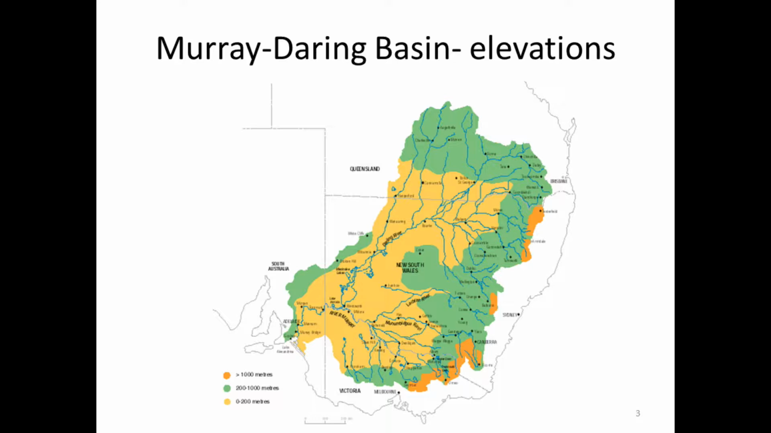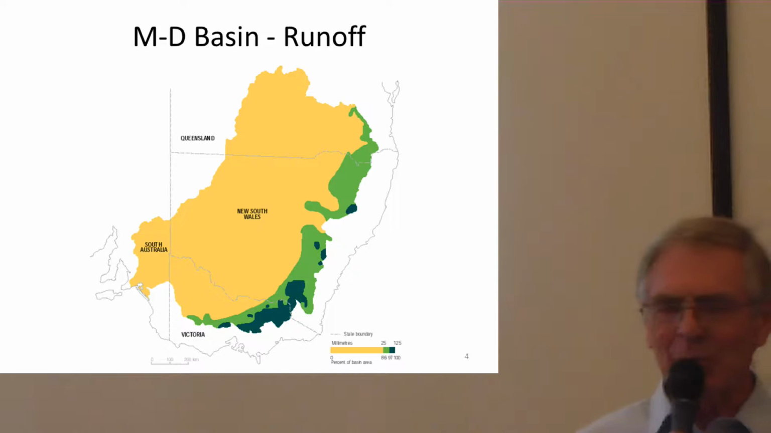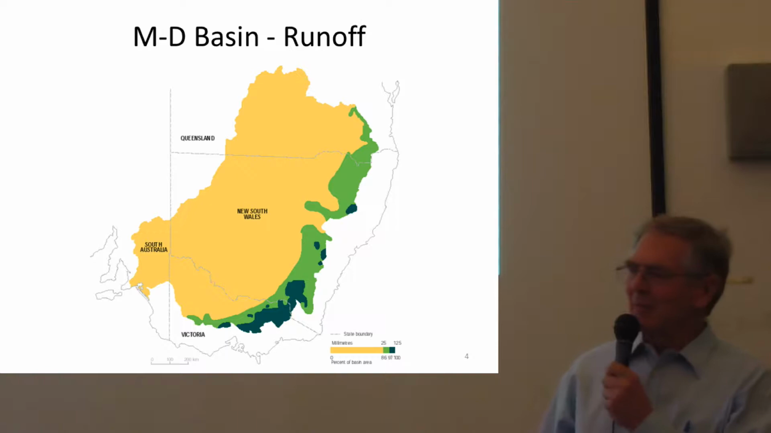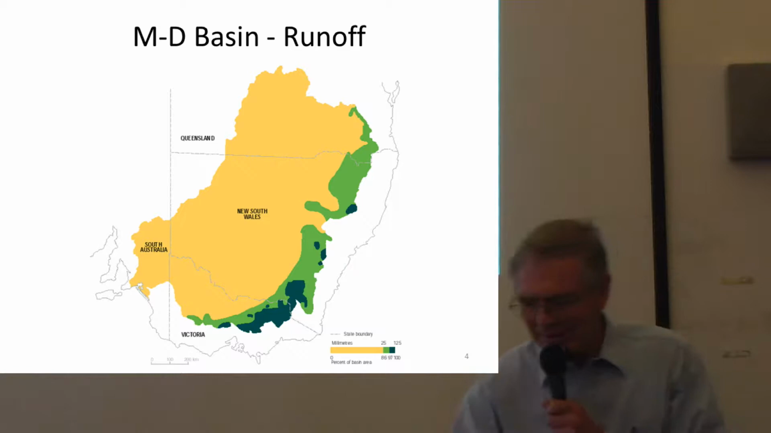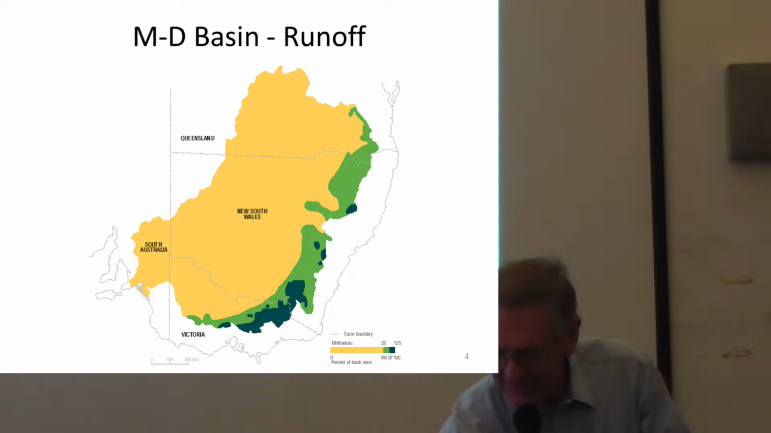The water runoff, of course, is very much determined by rainfall. And when rainfall is less than, say, 300 millimetres, there's very, very little. And much of this basin is in that sort of annual rainfall average. So most of the runoff is in the Victorian and New South Wales Southern Highlands there.